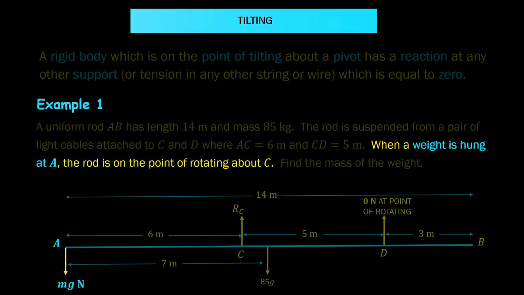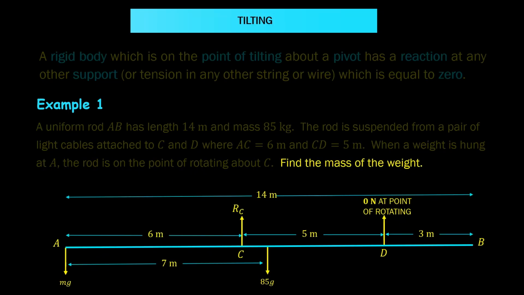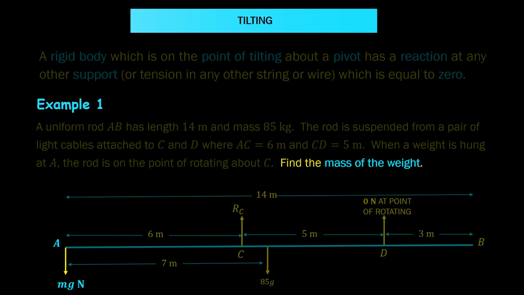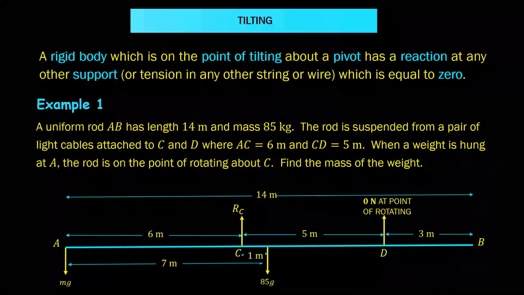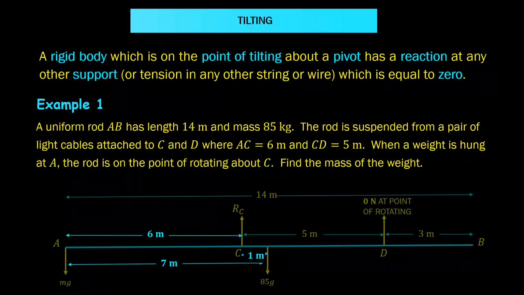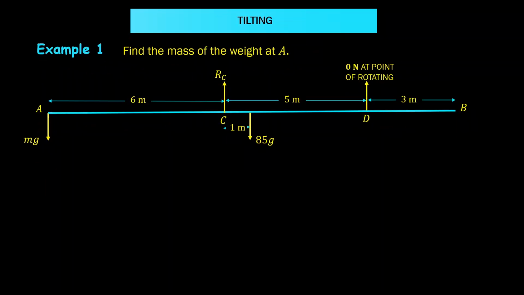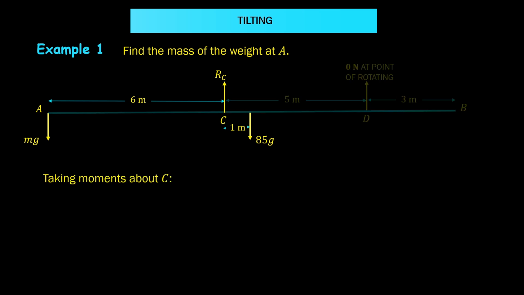Now the weight is hung at A, therefore we have mg newtons acting at the point A, as shown. And this is the weight or the mass that we're required to find. We also have that the distance from C to the midpoint is 1 meter. So using this diagram, let's take moments about C.